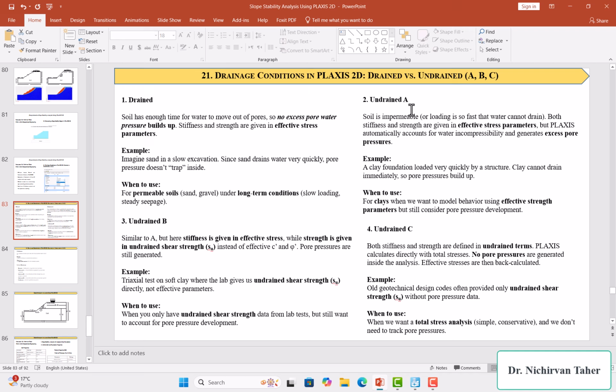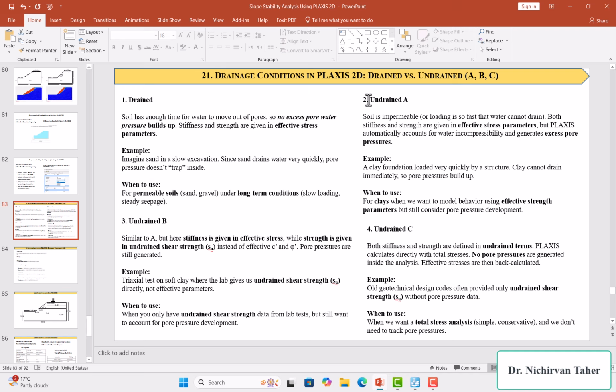The second case is undrained condition A. In this condition, the soil is impermeable, or the loading is so fast and the permeability so low that the water cannot drain. In undrained A, both stiffness and strength are also given in effective stress parameters, but PLAXIS automatically accounts for water incompressibility and generates excess pore water pressure.